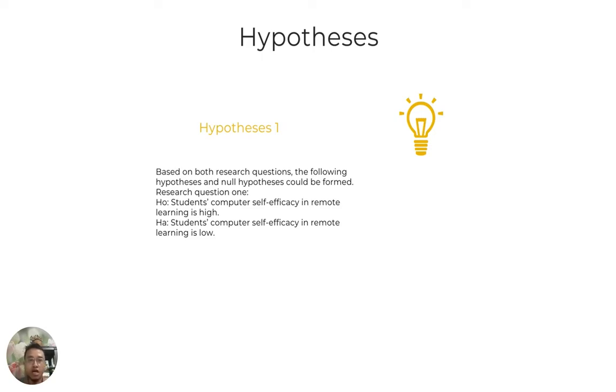Now we move on to the hypothesis part. There are two kinds of hypotheses here. Based on both research questions, the following hypothesis and null hypothesis could be formed. On research question 1, for the null hypothesis, we have students' computer self-efficacy in remote learning is high. As for the alternative hypothesis, students' computer self-efficacy in remote learning is low.